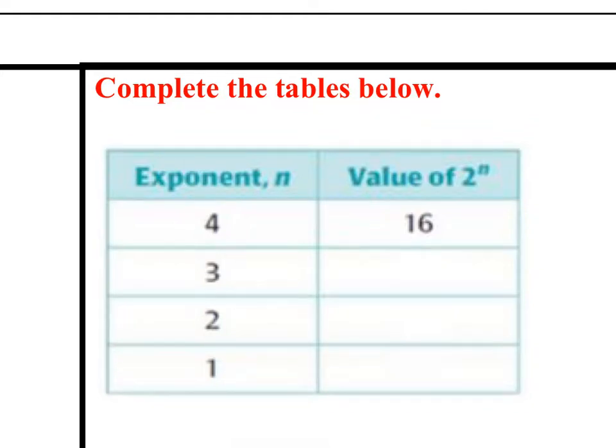On this first one, or on all four of these, the exponent is on the left-hand side, and it's telling you to take some base to that power. So this one is 2 to the 4th power is equal to 16, because 2 times 2 times 2 times 2 is 16. So the next one, the exponent is 3, so you would do 2 to the 3rd power. What's 2 to the 3rd?